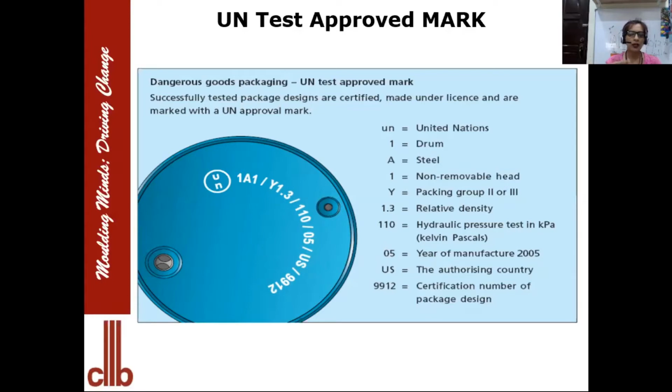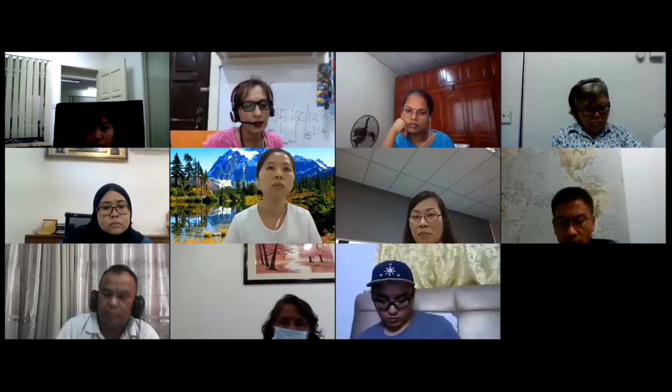So sometimes you may have additional information, especially if it is a reconditioned package. If it is a reconditioned package, after the information where you get the approval number of the state that has tested it, then what happens is you will get information that says R.